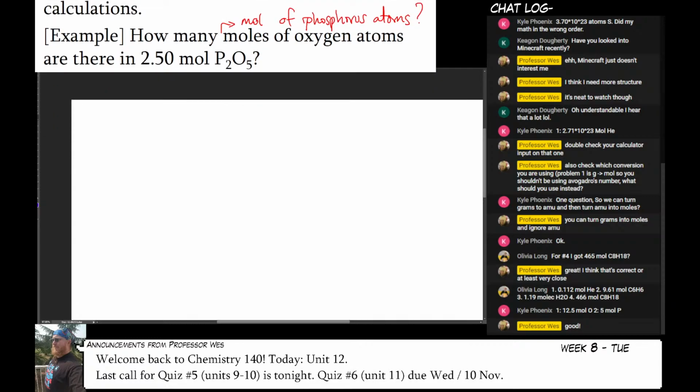All right, so how many moles of oxygen atoms are in 2.50 moles of P2O5? We know that in 1 mole of P2O5, there are some number of moles of O, and that number is right here, right? So in one of the big things, there are 5 oxygens.